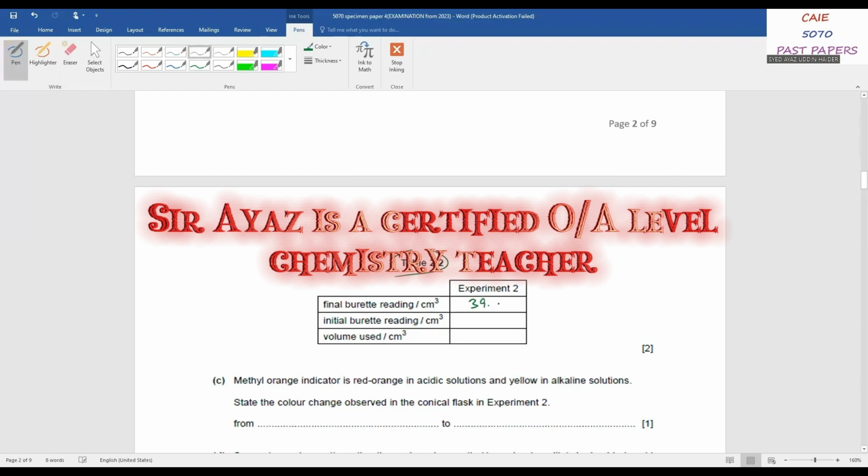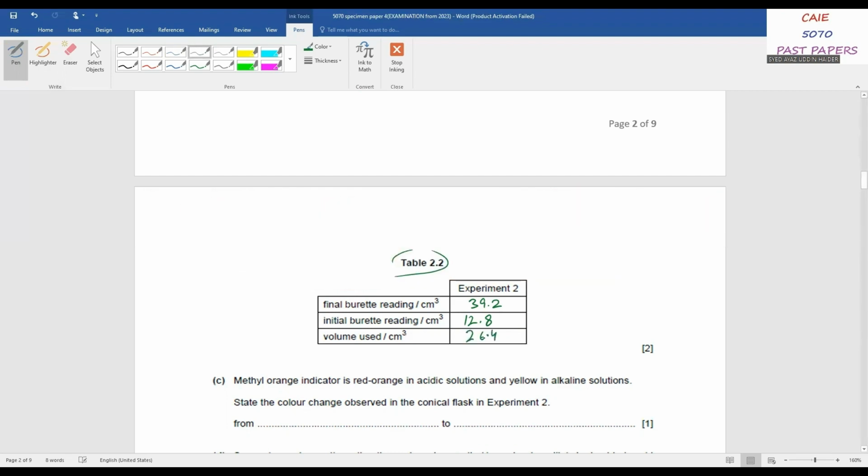And initial reading will be 12.8. So the volume used will be 26.4. You can add these two, 26.4 plus 12.8, to get the final burette reading. It should be 39.2, which confirms your answer is correct.